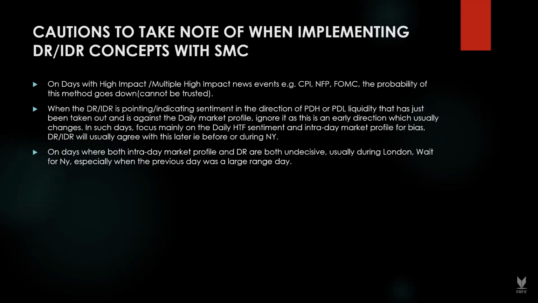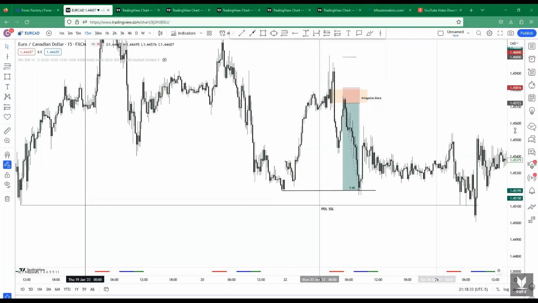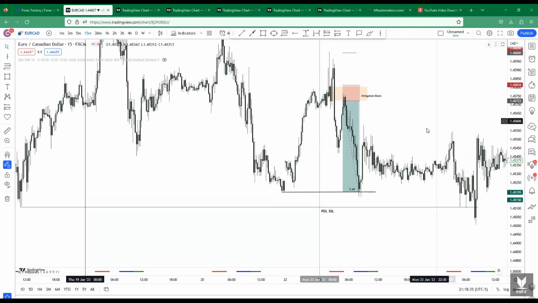We're going to look at an example for number 2: when the DR sentiment is pointing to a direction that is in the direction of previous day's liquidity, the previous day's high or previous day's low, and the liquidity just got taken out, and the DR is pointing to that direction, it is best to stay out of it. We're going to look at an example of what that would look like. And we have an example of what I would be referring to.